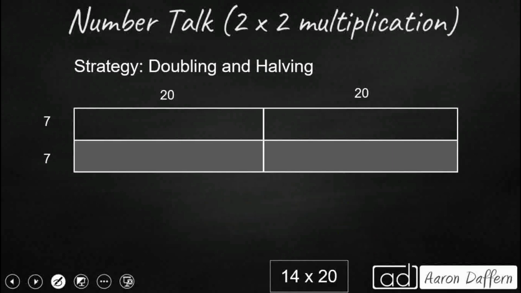So when we're done with the distributive property, we always look to see, can we double and half? So double and half is a nice way of using the associative property, but really we just think of it as doubling and halving. So we're going to take our 14 times 20.